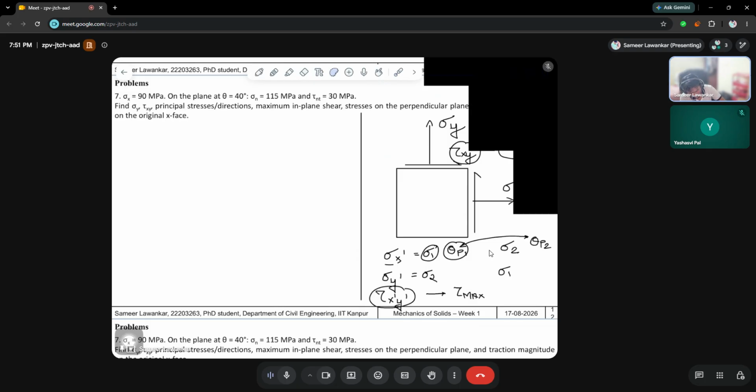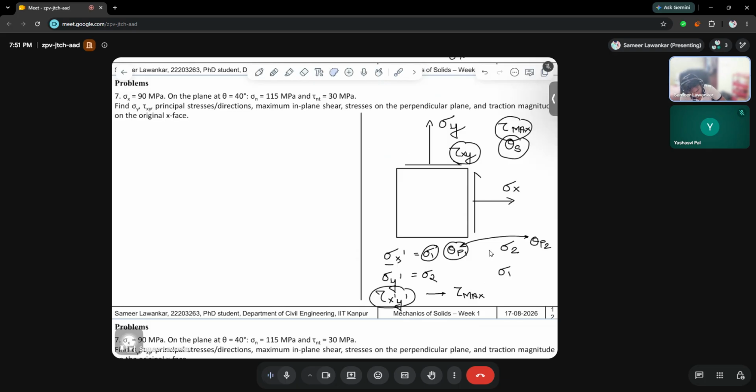So how to solve this? I will just start a little. Sigma x dash is given to you. So sigma x dash, we know what it is. Sigma x dash is nothing but sigma average plus d cos 2 theta plus tau xy sine 2 theta.